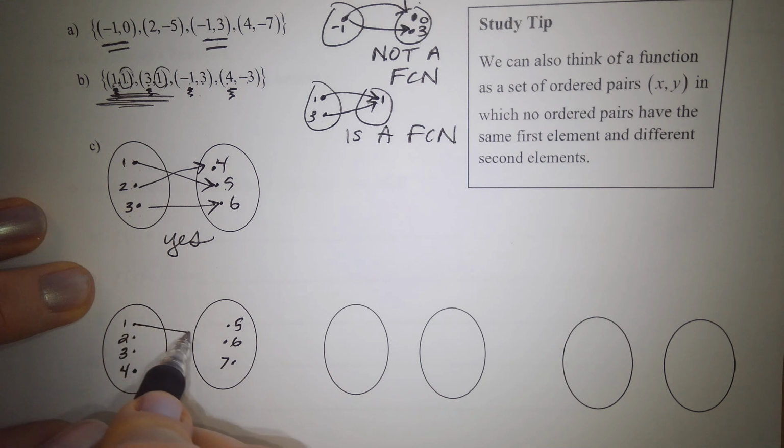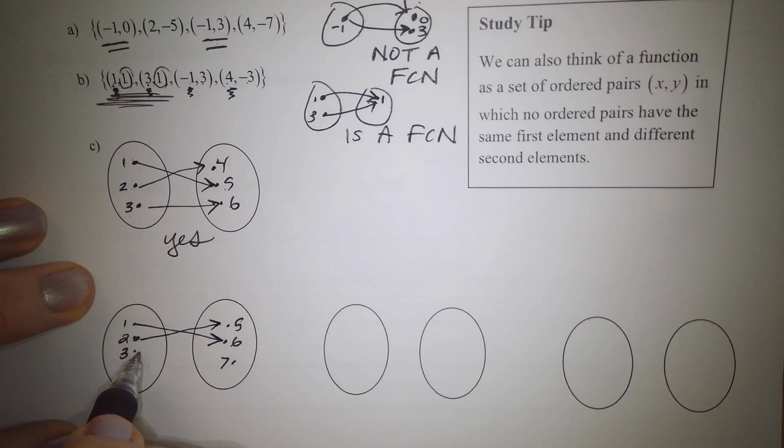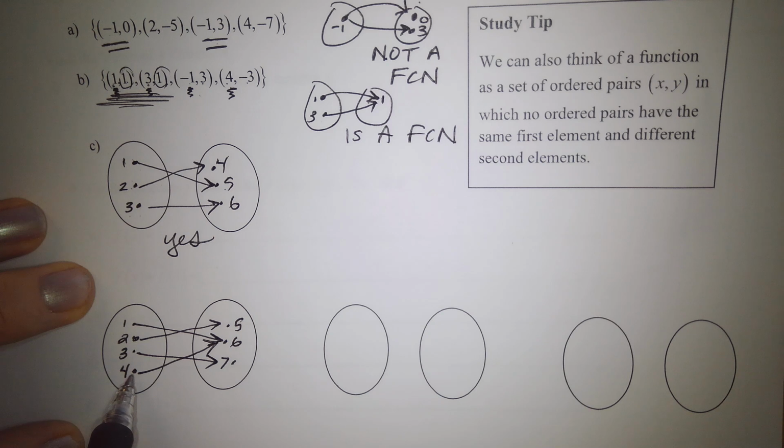So 1 goes to 6, 2 goes to 5, 3 goes to 7, and 4 goes to 6. So it looks like both 4 and 1 go to 6, but that is okay. You can have 2 different x's going to one y, you just can't have one x going to 2 different y's.